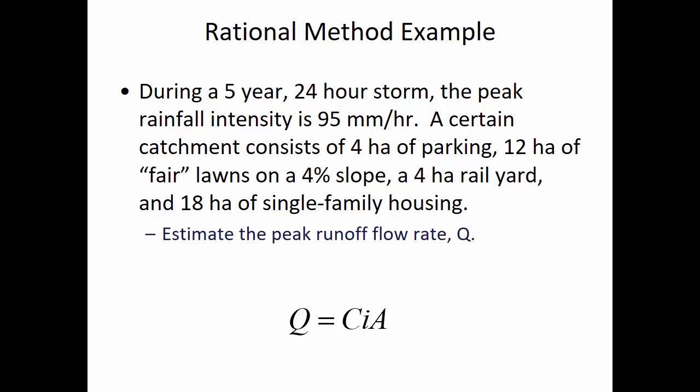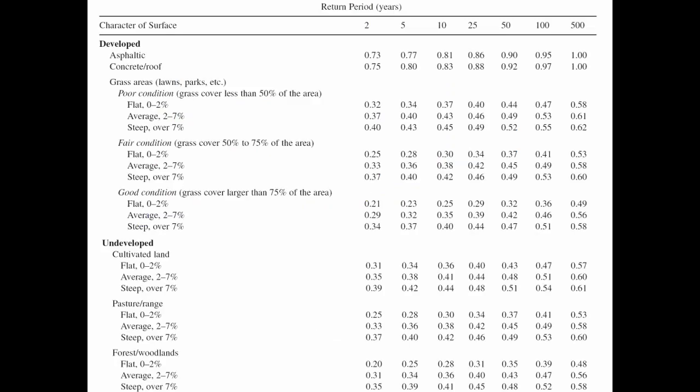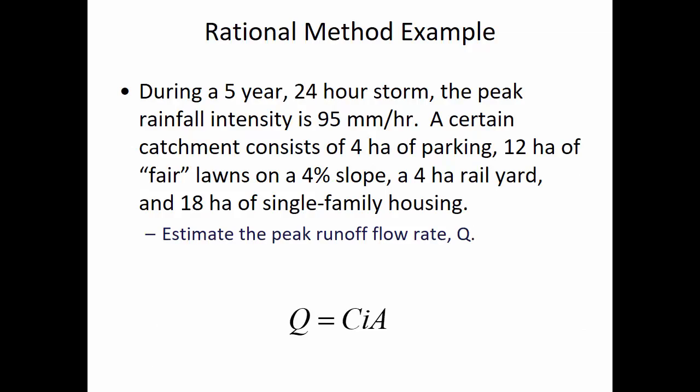So there is the parking, there's fair lawns. I think I have at best a fair lawn. Okay, a fair lawn, 4% slope. Rail yard, and then single family housing. All right, let's go back to the table and find some C values with this. Okay, oh, by the way, what's the return period of the storm?